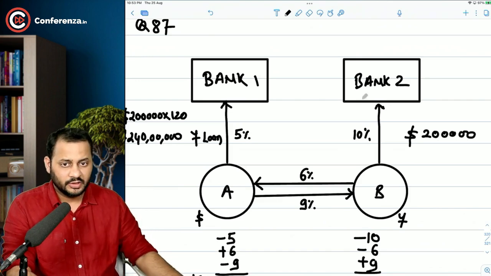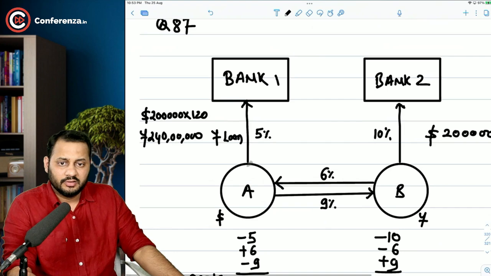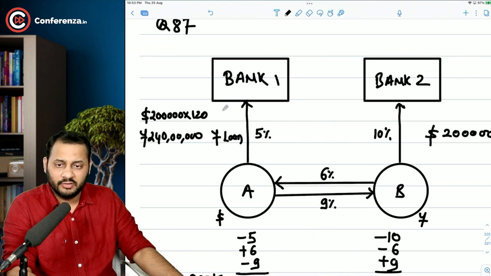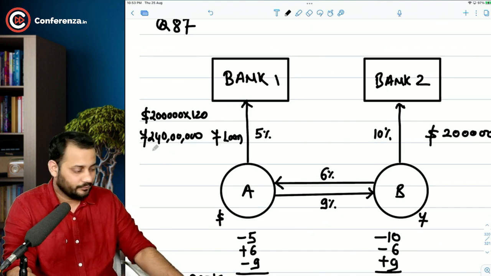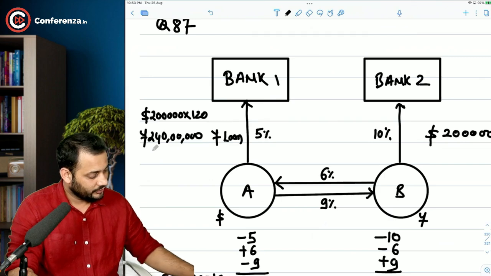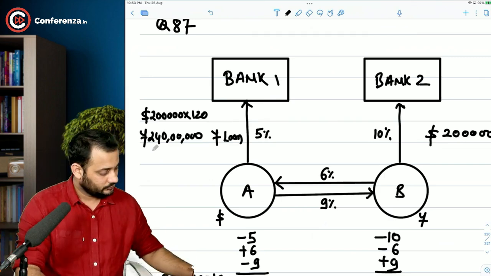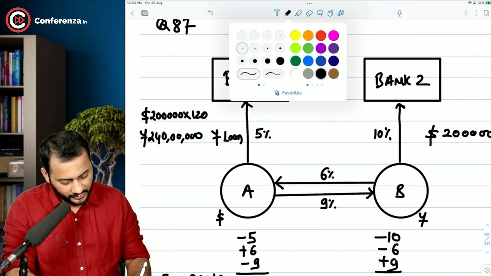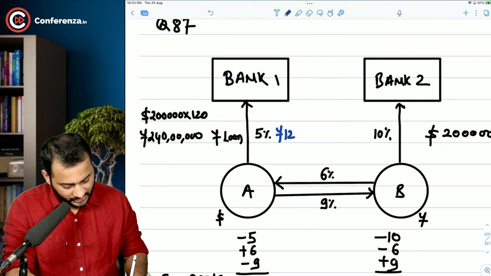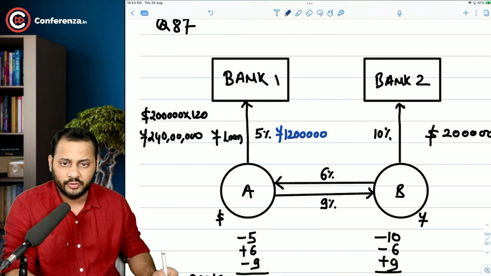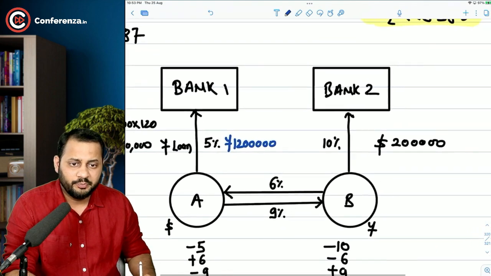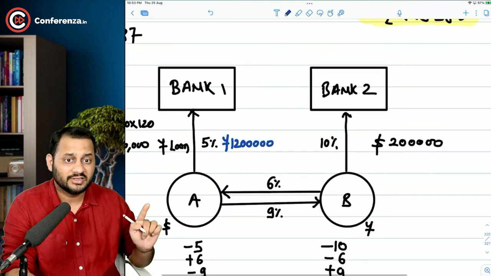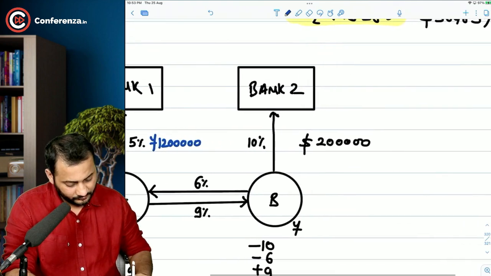Now tell me one thing. When it's our time to make the interest payment of 5%, A will have to make the interest payment of 5% to bank 1, which will be on 240 lakhs yen. So 240 lakhs into 5% comes to 12 lakh. So the outflow to A incorporation will be like this. This will be 12 lakhs given to bank 1. How much B incorporation will give to bank 2? 10% on the dollar. That's around 20,000.